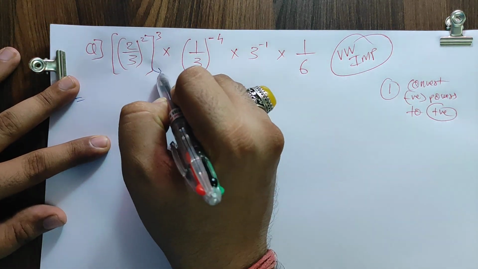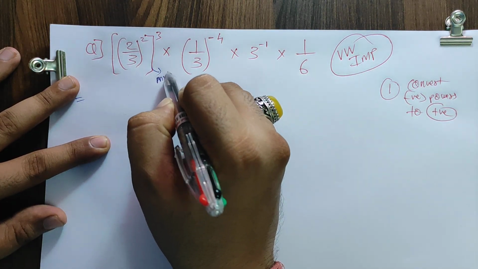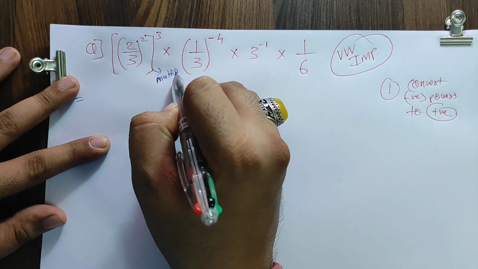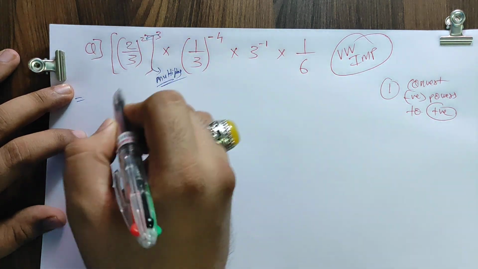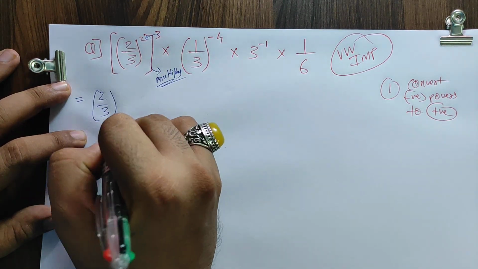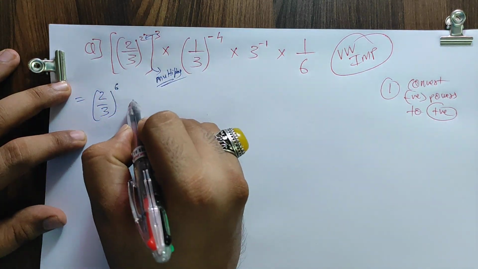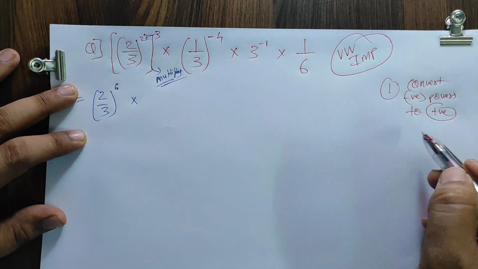This is a bracket here, and bracket means multiplication. Brackets mean multiply, right? So this becomes 3 twos are 6. It's 2 upon 3, the whole raised to 3 twos are 6, so the power will be 6, multiplied by 1 upon 3. We all know this fact.